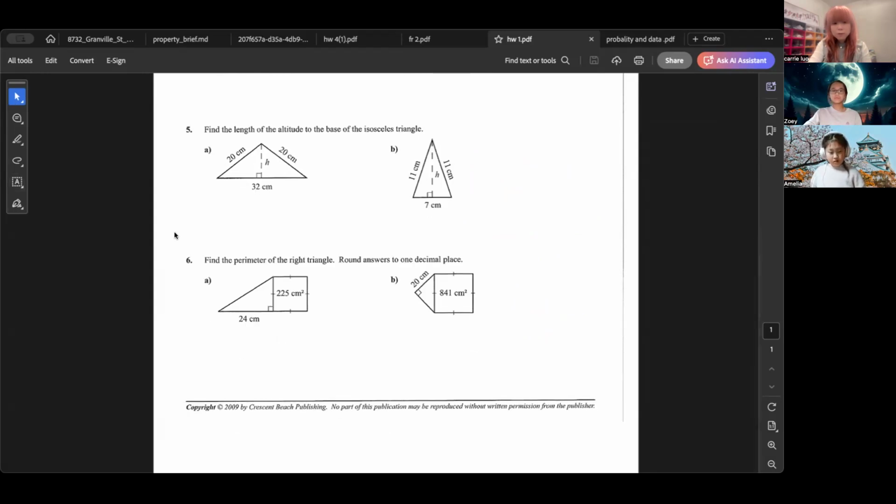Okay, let's take a look at number 6. Find the perimeter of the right triangle. I want you to read the question properly and find out the perimeter of the right triangle. So this one is the perimeter. How about you try to do it yourself and I will give you 1 minute. If you don't know how to do it, I will help you. Okay, start right now.